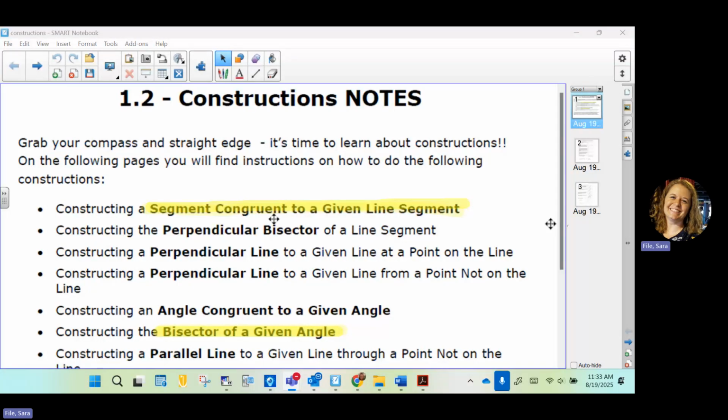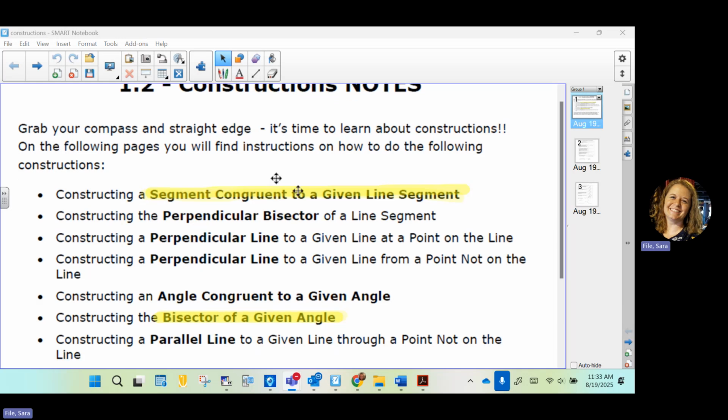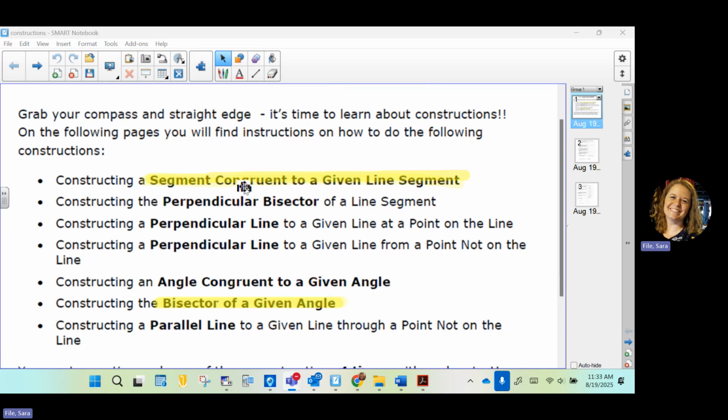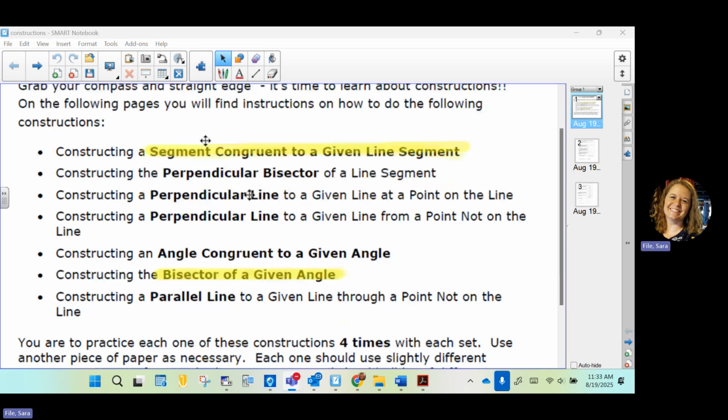This is the front page of that notes packet. There are a lot of different constructions using the compass that we handed out to everybody that we can make, but we're going to focus on 2. I've highlighted them here. If you don't have a highlighter, that's okay. Just circle them, underline them, put a star next to them. We are going to focus today on constructing a segment congruent to a given line segment.